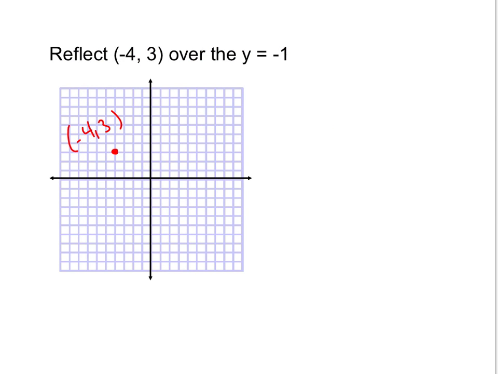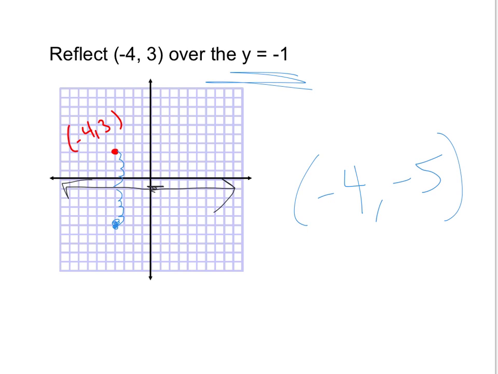Reflect -4, 3 over the line y equals -1. So we go where y is -1, so it's a horizontal line starting right here. And we're going to count how far away this point is from that line. So not from the x-axis, but from that line. It goes down 1, 2, 3, 4. So we need to go on the other side of the line. 1, 2, 3, 4. It looks like our coordinates are left 4, so that gives us a -4. And then it's down 1, 2, 3, 4, 5. So -5.